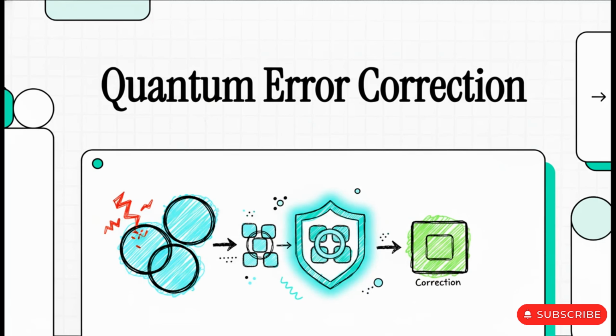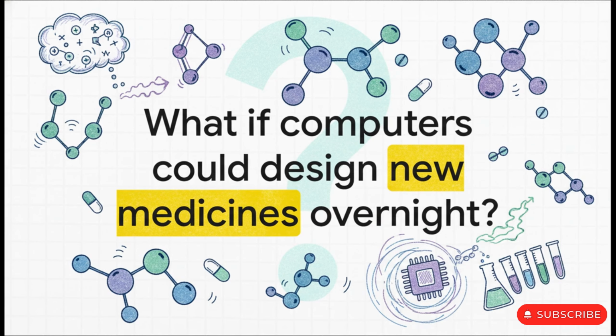Hello and welcome. Today we are going to dive into one of the biggest, most mind-bending challenges in all of science, quantum error correction. You see, it's the one thing that could finally unlock a true computing revolution. But to get there, we basically have to outsmart a fundamental law of the universe itself. Just think about the possibilities for a second.